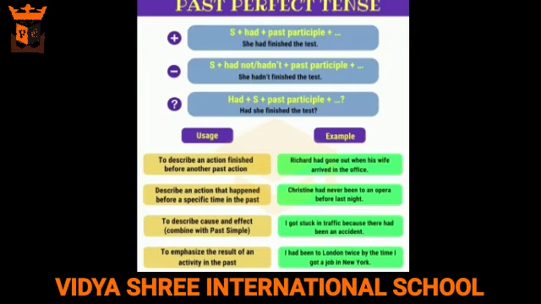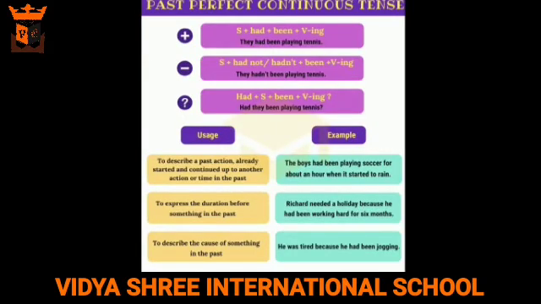Moving on to past perfect continuous tense. In affirmative sentence, its structure is subject plus had plus been plus ing form of verb. In negative, it is subject plus had not plus been plus ing form of verb. And in interrogative, it will be had plus subject plus been plus ing form of verb.